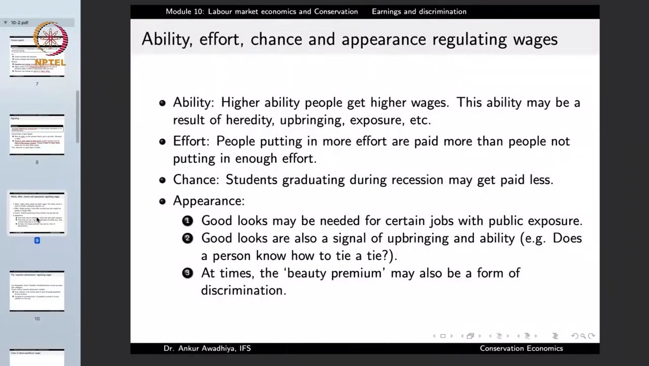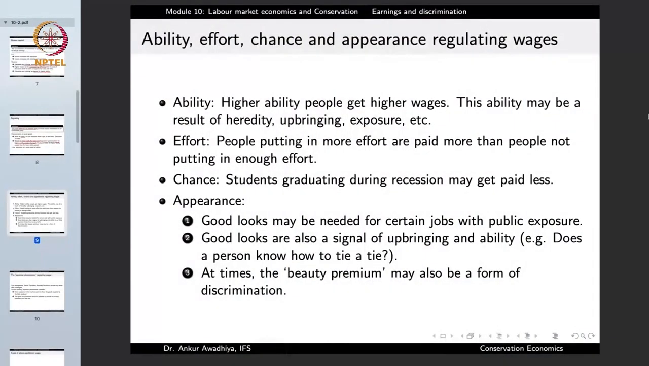Another thing that modulates the results is the ability, effort, chance, and appearance. Ability: higher ability people get higher wages. And this ability may be a result of heredity, upbringing, exposure, and so on.